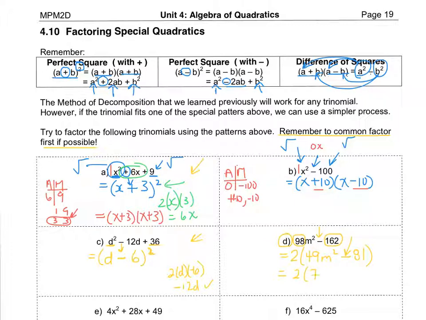Square root the first, I get 7m. That's going to go at the beginning of the brackets. Square root the last, that's going to be a 9. Make one a plus, make one a minus. And you can check that. You can expand it and simplify it, and you should get back to the original question. Okay, try the next few questions and then I will do solutions for them.